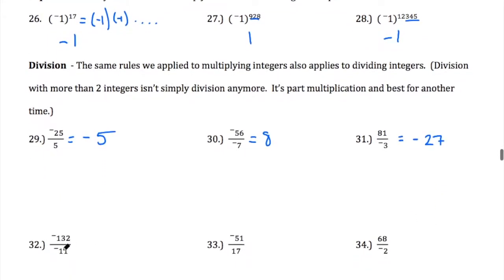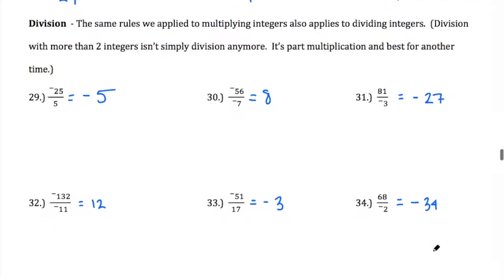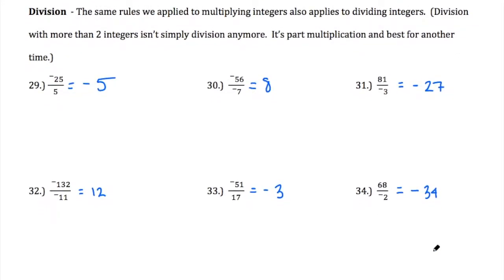Negative 132 divided by negative 11, so a negative and a negative, two negatives. That means our answer is going to be positive, positive 12. Negative 51 divided by positive 17, that's one negative sign, that's odd, so the answer is negative, and 51 divided by 17 is 3, so negative 3. Finally, 68 divided by negative 2, we've got one negative sign, our answer is negative, and we divide that and we get 34, so negative 34. All right, armed with that knowledge, you should be good to tackle the next couple of pages.